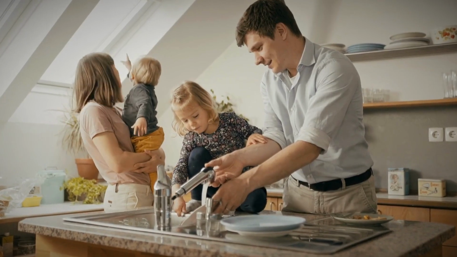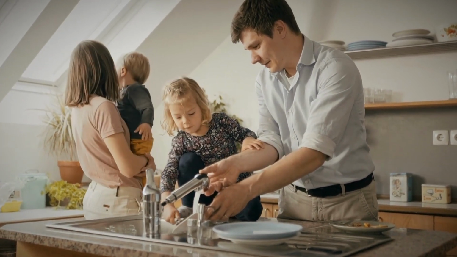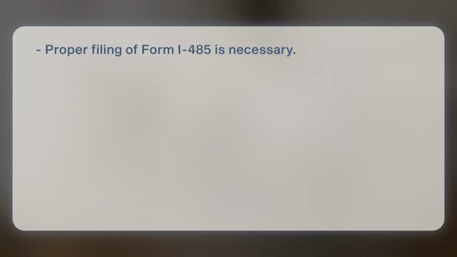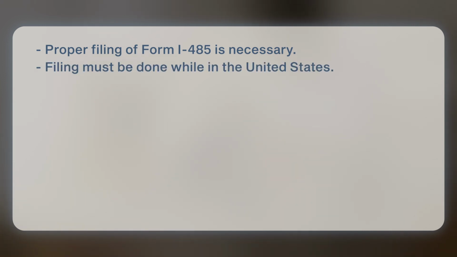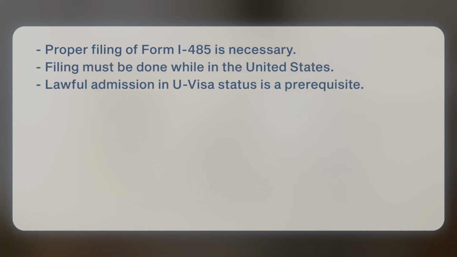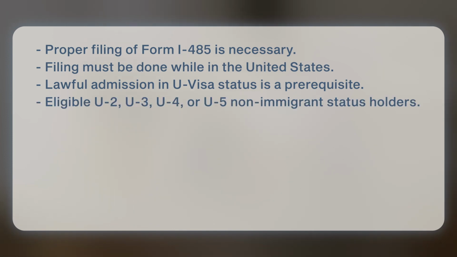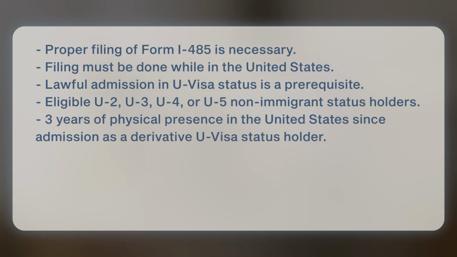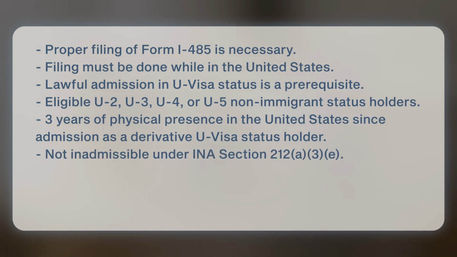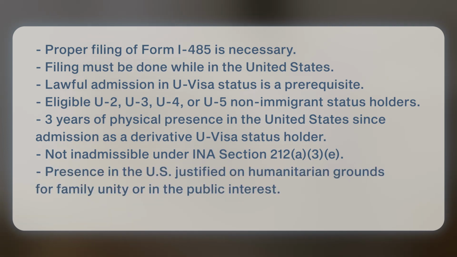You're eligible for a green card based off of derivative U non-immigrant status if you meet the following requirements. You properly file Form I-485. You're in the United States when you file 485. You were lawfully admitted in a U visa status. You are in U2, U3, U4, or U5 non-immigrant status. You've been physically present in the United States for 3 years. This is really important since you were admitted as a derivative U visa status holder. You're not inadmissible under INA section 212(a)(3)(E), and your presence in the United States is justified on humanitarian grounds to ensure family unity or because it's in the public interest and you merit a favorable exercise of discretion.